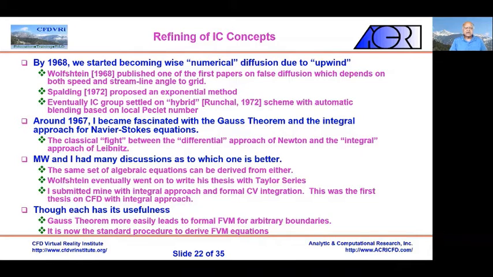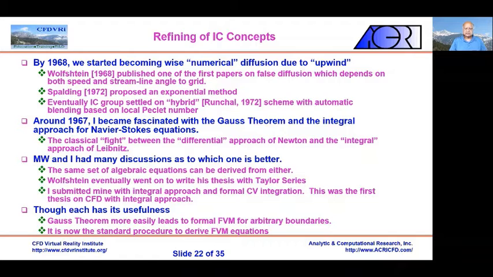Second thing that happened, another refinement of the concept, came when I became fascinated with the Gauss theorem and the integral approach to Navier-Stokes equations. There was a classical fight centuries ago, 2 centuries ago, between the differential approach of Newton and the integral approach of Leibniz. So basically, Micha and I had a lot of discussions on which one is better. The same set of algebraic equations can be derived from both. Wolfstein eventually went on to write his thesis on the basis of Taylor series, and I decided to submit mine based upon the integral approach and the formal control volume integration with Gauss theorem.